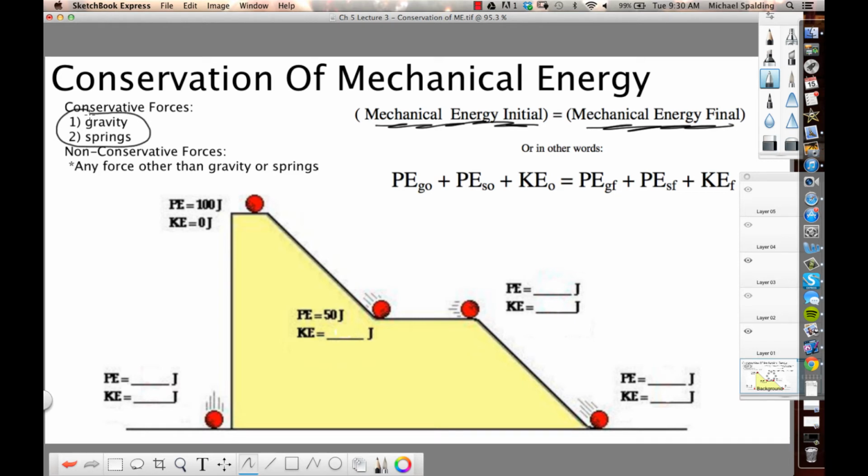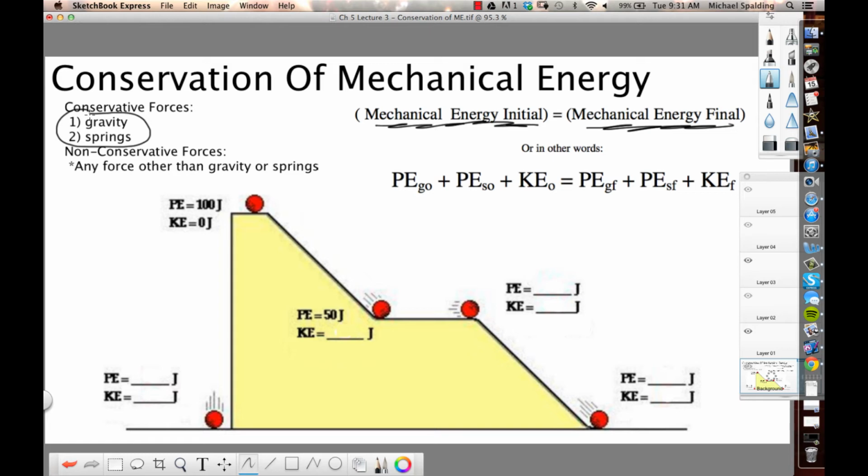So look, if it's not gravity and it's not a spring, then what is it? It's non-conservative, which we're not going to talk about today. We'll talk about that later. But I just want you to understand what we mean by non-conservative. If you're looking at a problem and you're like, okay, this object is moving and the only thing doing work is gravity, or the only thing doing work is a spring, then what we're saying today is true. Mechanical energy at the beginning equals mechanical energy at the end.